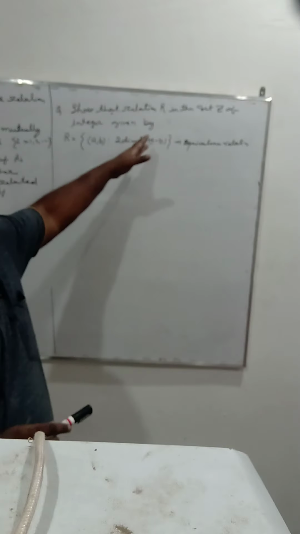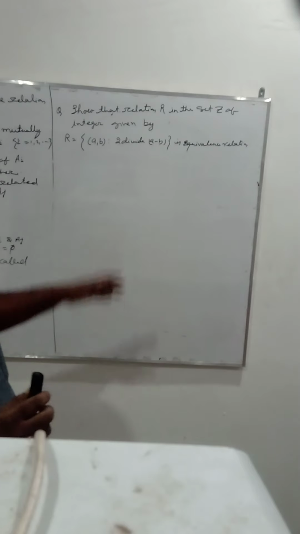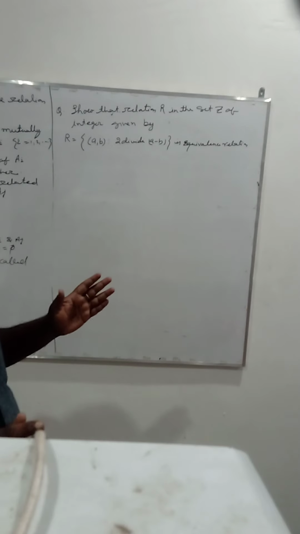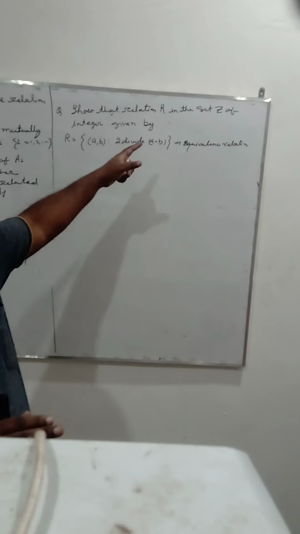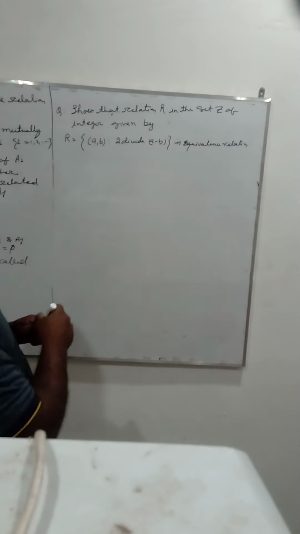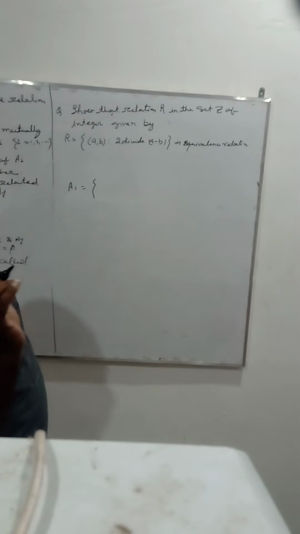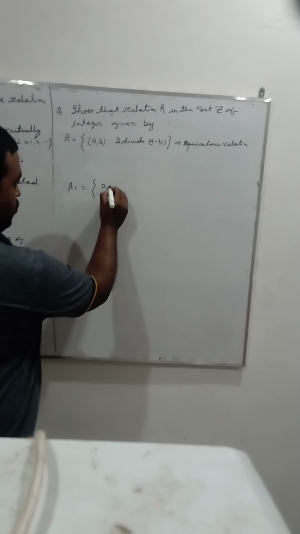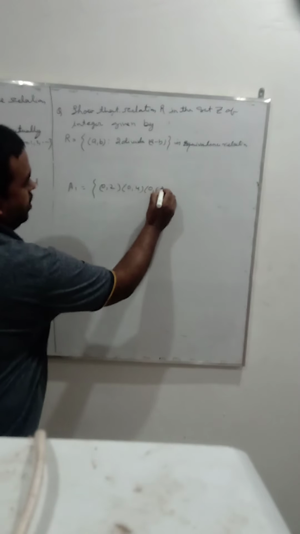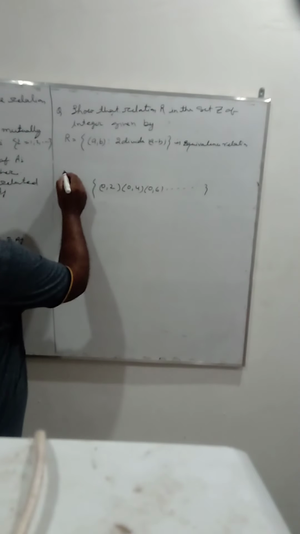Now we have to split the given set Z in such a way that all the elements follow the equivalence relation. We have to divide the given set into at least two subsets. Suppose the first is A1, and this is the set of 0, 2, 4, 6 and so on. This is the set of even numbers.